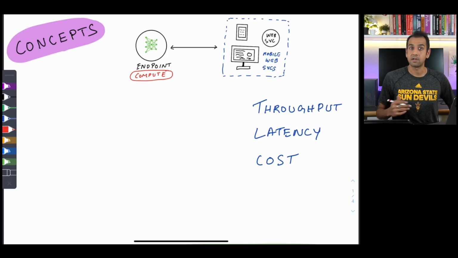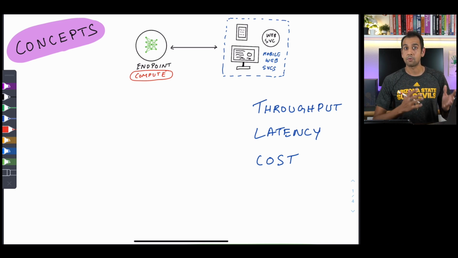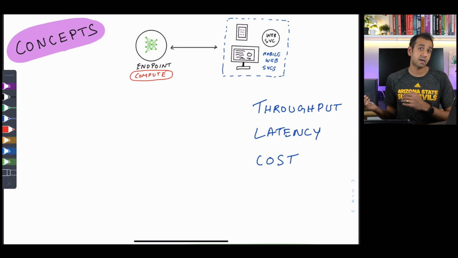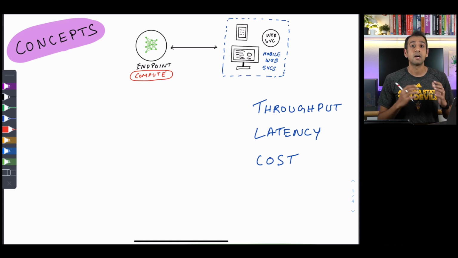As I mentioned earlier, you probably care about three things. Throughput, which is how many requests you can process at a given time. This could be the number of customers that are hitting your endpoint at the same time, or how much traffic you're processing at the same time.